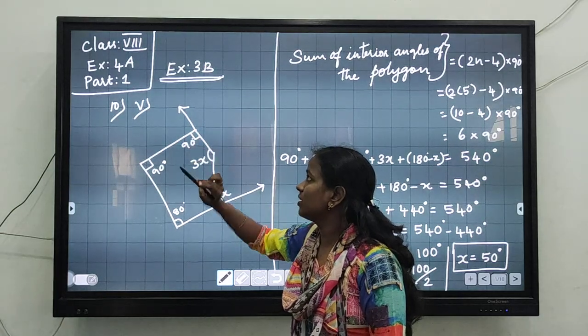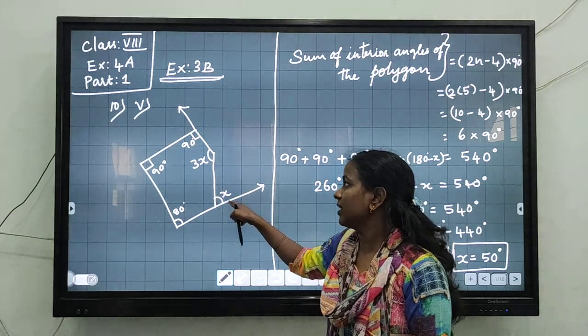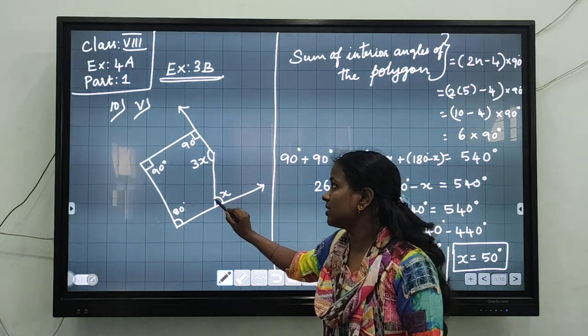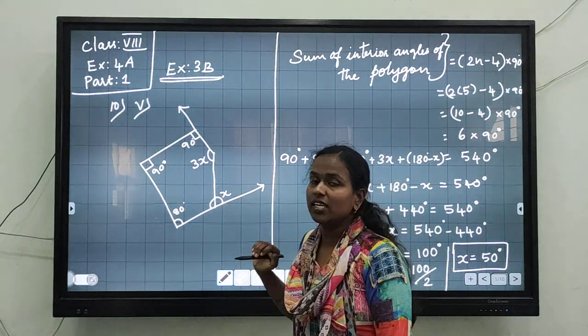Here also a box is given. This is also a right angle, that is 90 degrees. Here 3x is given. Here x is given. Here one angle is there. This angle value we don't know.